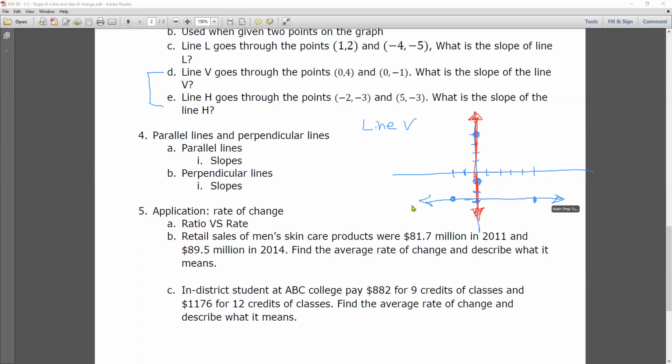And now let's think about their slope. In part D, we already found out that it is undefined, whereas part E, we found out that this is 0. So keep this in mind. If you have a vertical line, the slope is undefined. If you have a horizontal line, the slope is 0. Okay, this is just something that I want to make sure I point out.